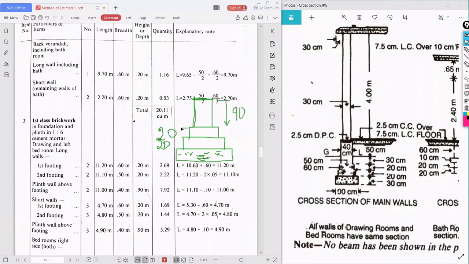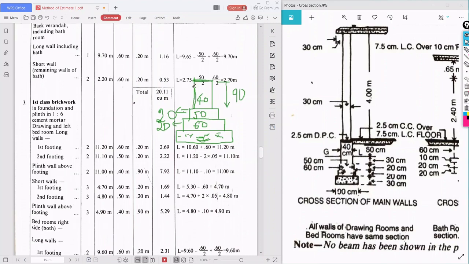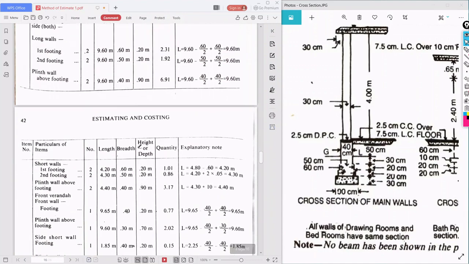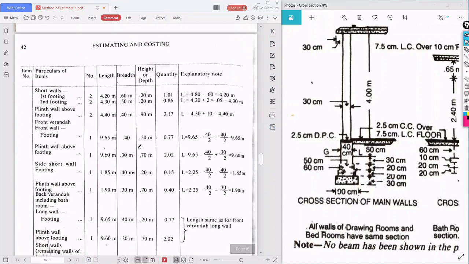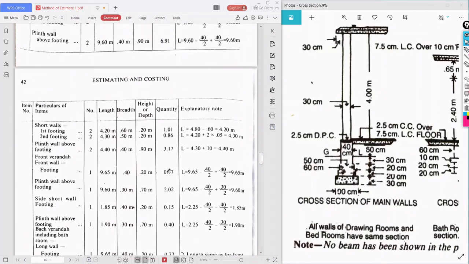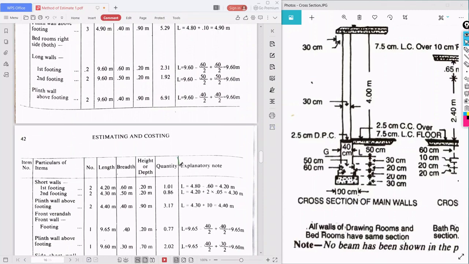So this is 20 centimeter height, this is also 20 centimeter height. What about the width? The second footing is 50, first footing is 60 and plinth wall is 40. This is the width. So by considering these values, we are going to do it. And similarly for short walls, that too for the 20 centimeter wall, I'll write here.